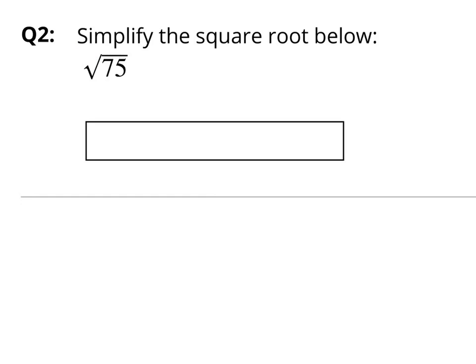So if I think of the factors of 75, obviously 1 times 75 are factors, but that's not really going to help me any because I already see 75 there. So other factors of 75 can be like 15 times 5. 15 times 5 gets me 75, but what I'm looking for is one of these two factors to be a perfect square. Now remember that a perfect square is when you multiply a number times itself.